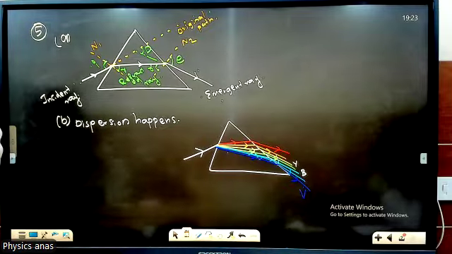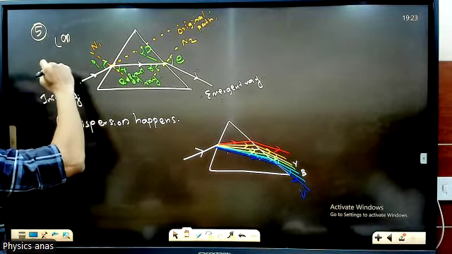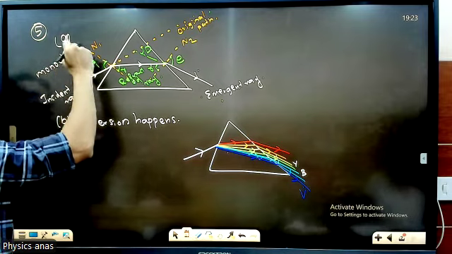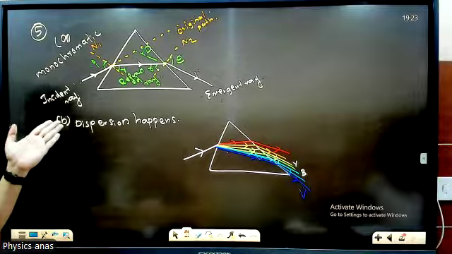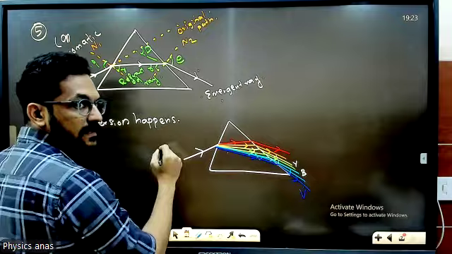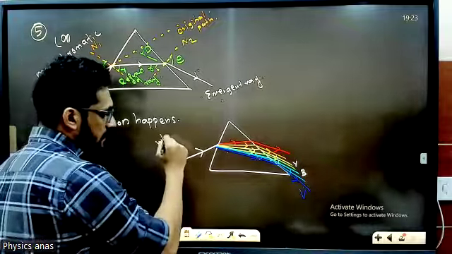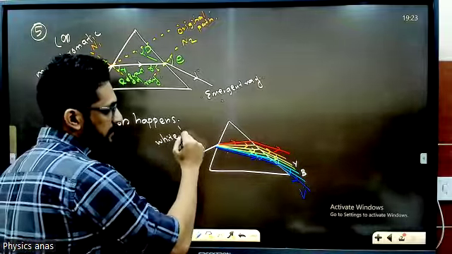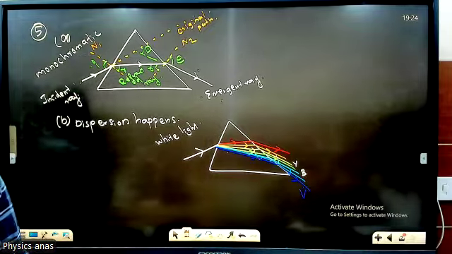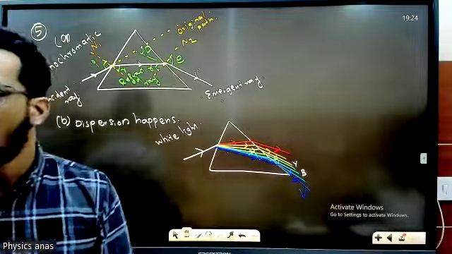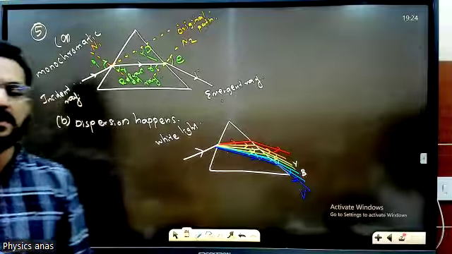What is the takeaway point? If the light is monochromatic, then only refraction happens. If it is a white beam of light, then dispersion and refraction will both be happening.